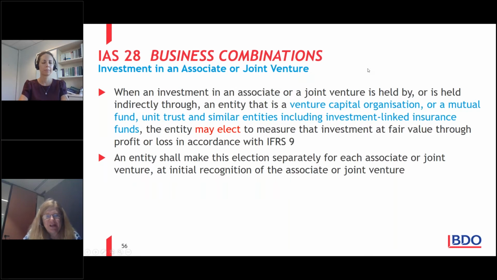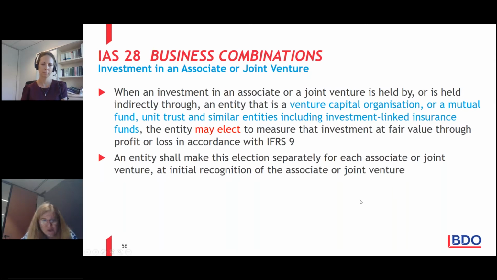Also, if you look at an investment in an associate or a joint venture, I've put in red there the 'may elect', which gives you choice. That is when an investment in an associate or a joint venture is held by, or held indirectly through, an entity that is a venture capital organization, a mutual fund, a unit trust, or similar entities, including investment-linked insurance funds, that entity may elect to measure the investment at fair value through profit and loss in accordance with IFRS 9. And not use the equity method.